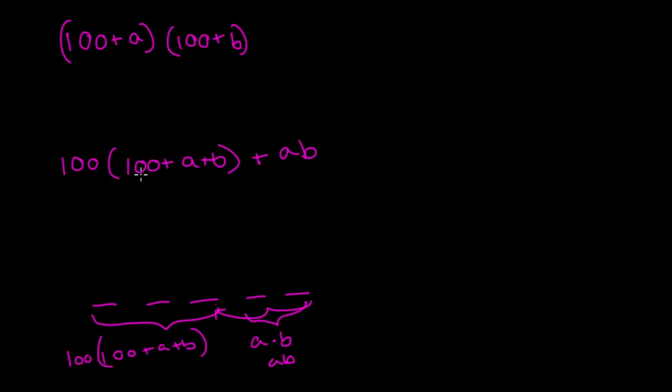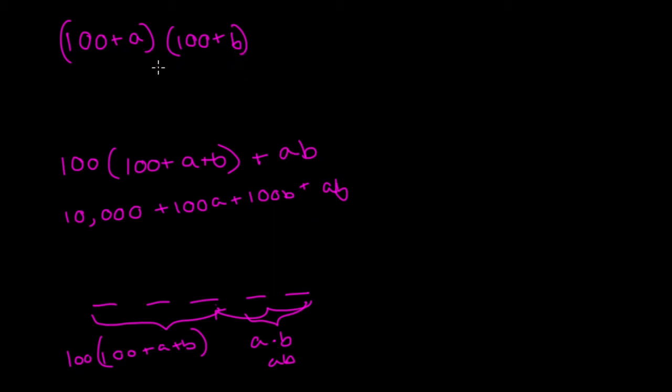We'll keep this here for a second, and what we want to do now is prove that these two are the same. So what I'm going to do is distribute this out first. So you get 10,000 plus 100a plus 100b plus ab.